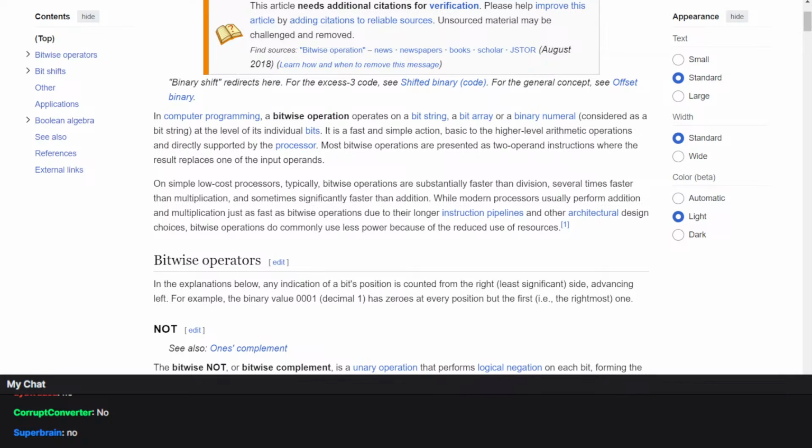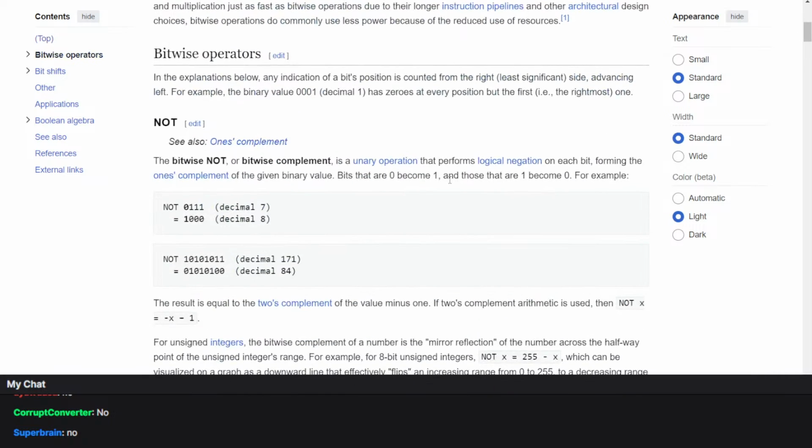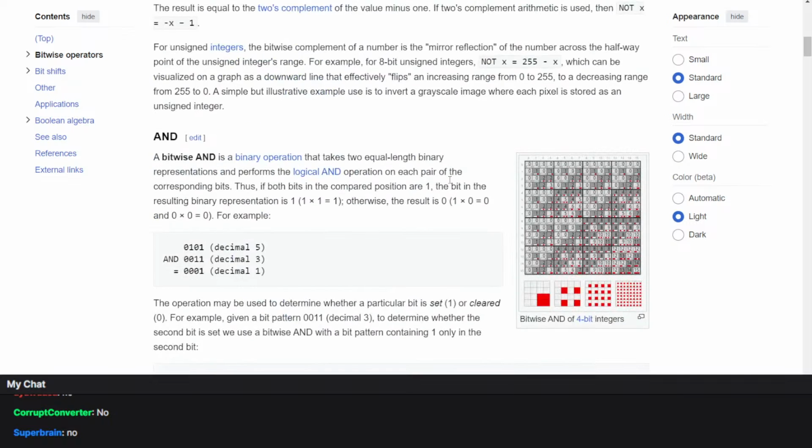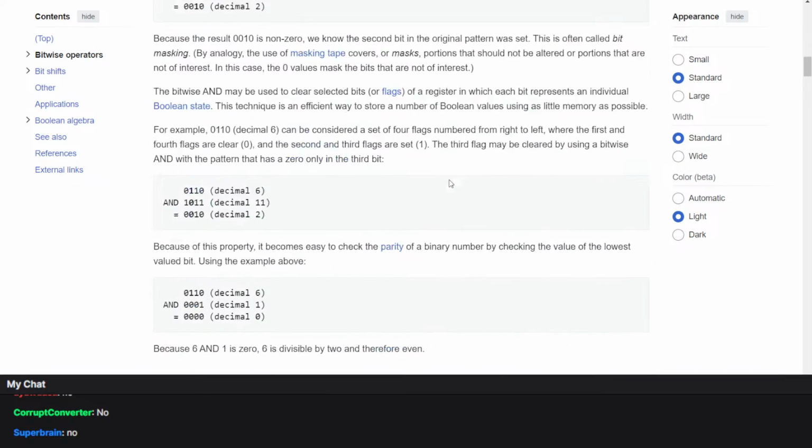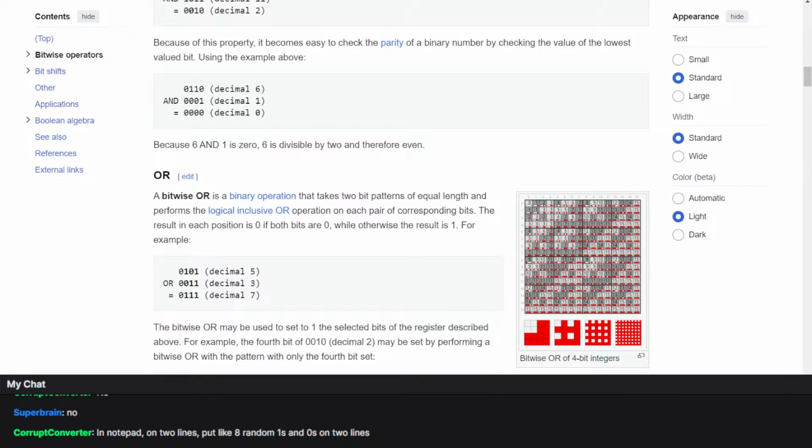Chat says no. So what's the difference between 3 and 4 after a caret? Or just increasing the number does what to it? Oh god. Is it gonna be just a lot of crazy math stuff? Chat says in Notepad, on 2 lines, put like 8 random 1s and 0s on 2 lines.